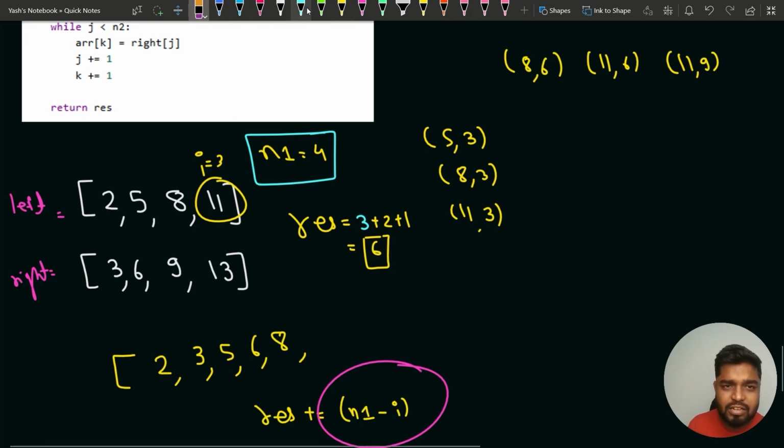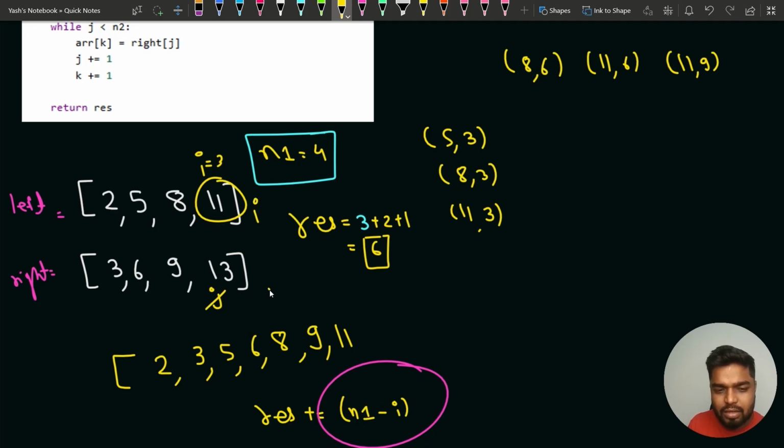Okay. Now after this, what will happen? Since my jth element was lesser, 9 will be updated in the array, and then my j will move forward. Now my ith element is lesser, so 11 will be updated here, and then I will move forward, and then j will be processed. So 13 will be processed, and you can see the inversion count for the left and right arrays comes out as 6 here. A total of 6 pairs are there. So this is how, while merging, we are able to count the number of inversions.